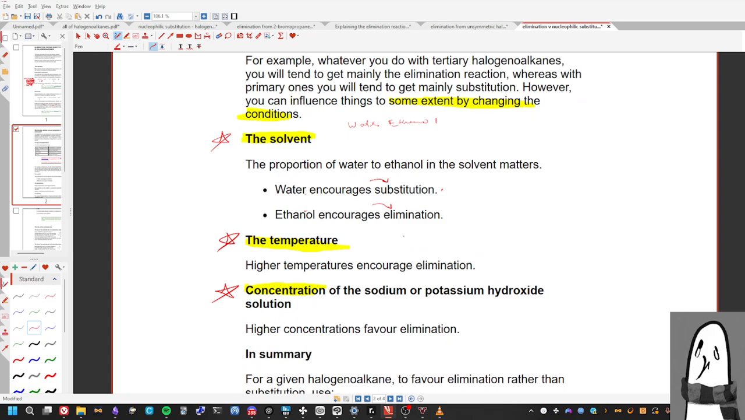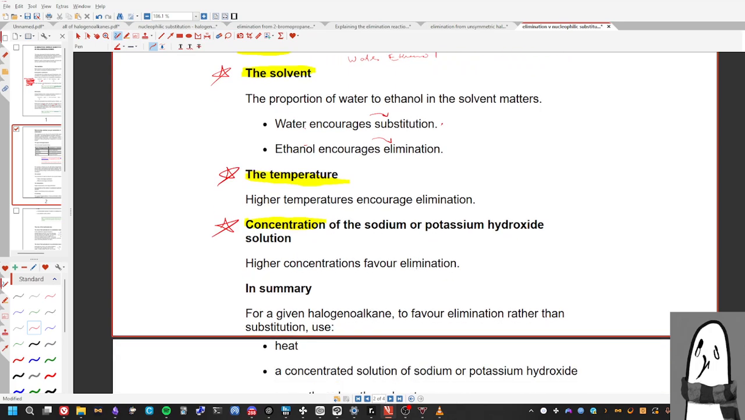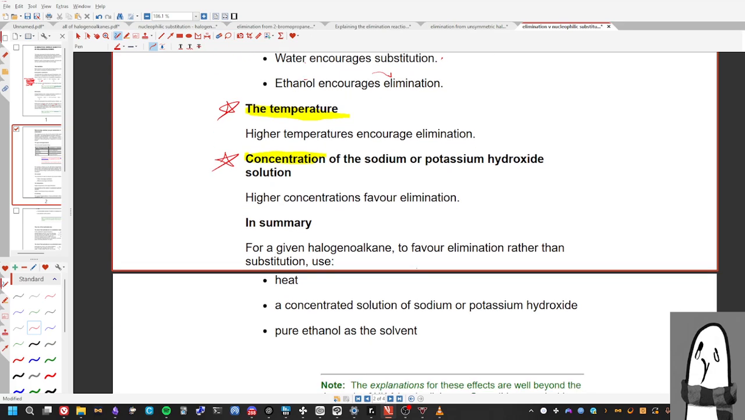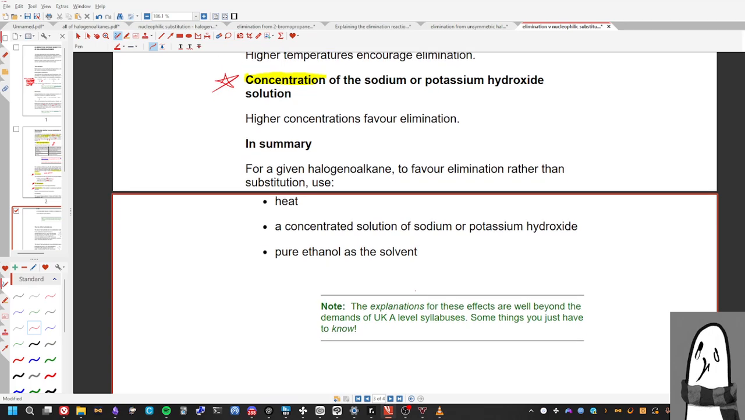Higher temperatures encourage elimination. Do I just need to understand this, or do I just need to listen to this? These explanations for these facts are well beyond the demands of the syllabus. Some things you just have to know.